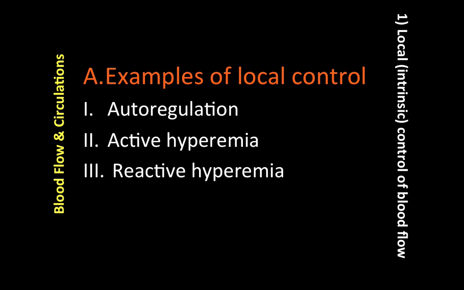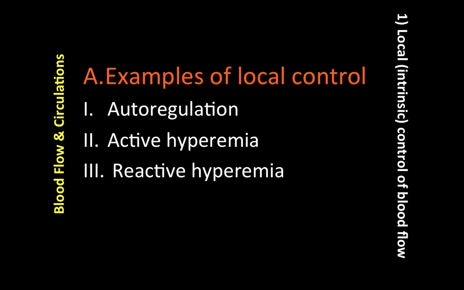One of the first examples we want to talk about is autoregulation. So the blood flow to an organ remains about constant over a wide range of perfusion pressures. Organs which exhibit autoregulation are the heart, brain, and the kidney. So the autoregulation again happens in the heart, brain, and kidney.